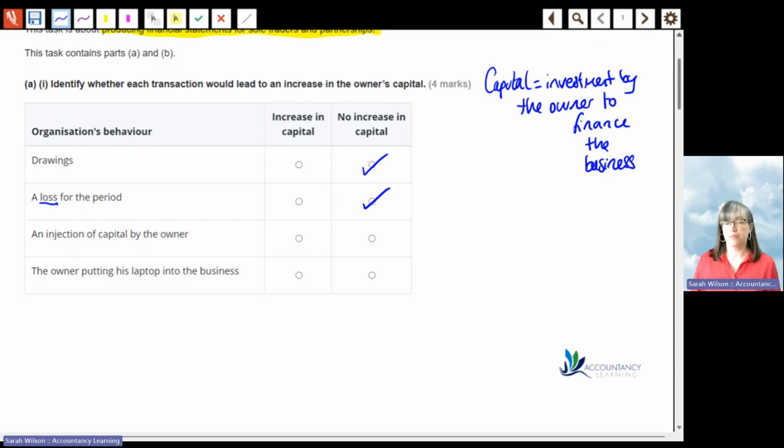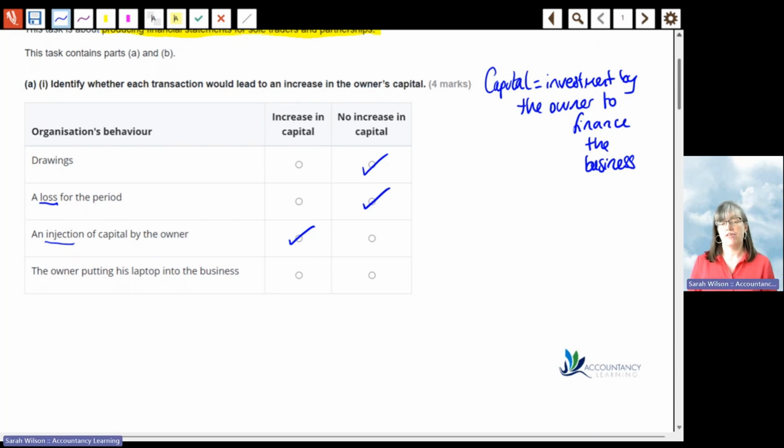An injection of capital by the owner. So this is where the owner's putting in more money. So this would increase our capital. We're injecting more capital, so therefore there would be an increase.